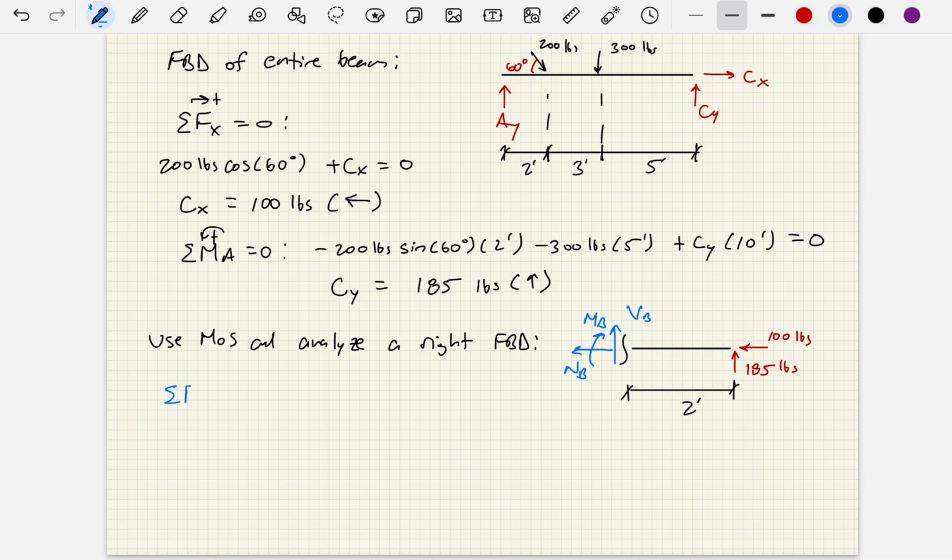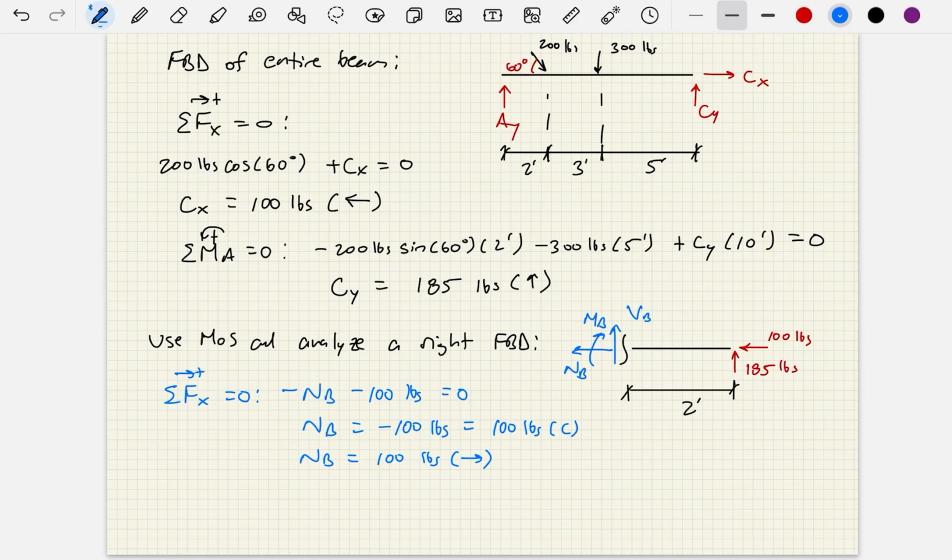So here I'm going to say sum of the forces in the x direction equals 0. And so, again, if I assume NB is in tension, I know I just changed the sign, but that's okay. Then that'll be negative NB, and then minus 100 pounds equals 0. Do the calculations. NB comes out to be negative 100 pounds, which just means that it's 100 pounds in compression, which really means that NB is 100 pounds pointing to the right, okay?